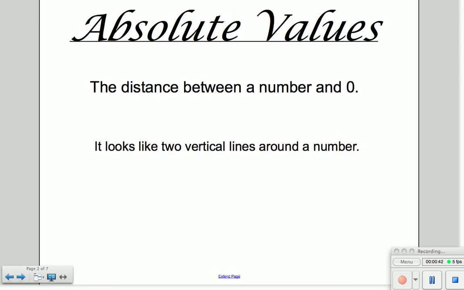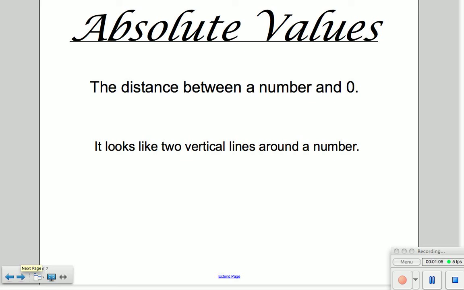Moving on. Absolute values. We can define the absolute value as the distance between a number and zero. So if you take the absolute value of any number, you're talking about how far away it is from zero. Now, because in math class there has to be symbols for everything, it looks like two vertical lines around a number.